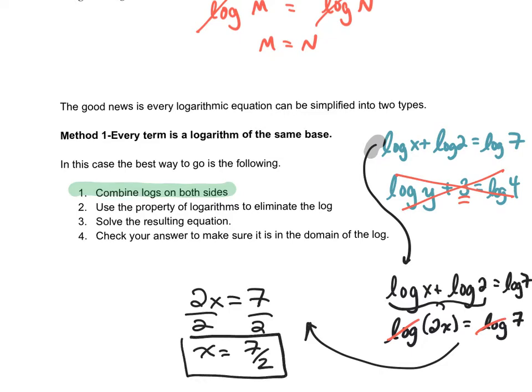Now the most important thing is probably step 4, where you have to check your answer. Because remember, the domain of a log must be positive, so I can't plug in any number that makes the inside negative. I can plug in some negative numbers, but only if, say, they're added to a bigger positive number that makes it positive. You can't ever have a negative inside a log.